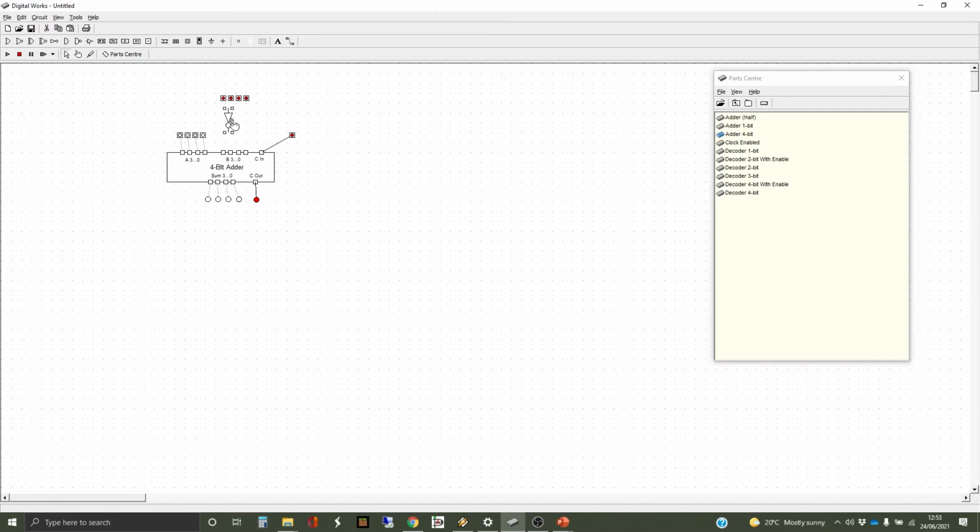So I'm going to interject NOT gates into these lines. Let's just wire this up. It won't take me very long, so I'm not going to fast forward on this occasion.